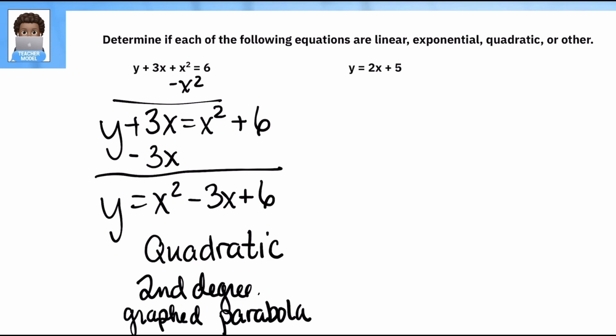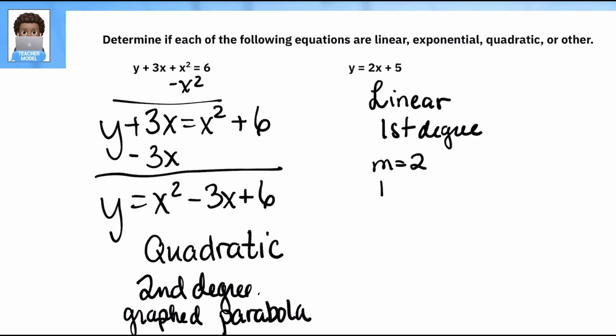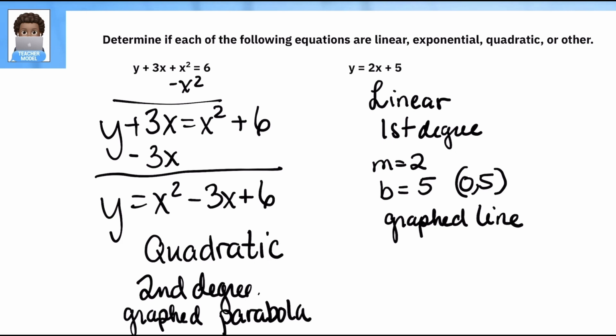Let's look at the second one, and it's already written in a standard slope form, so we can tell that this is linear. It's to the first degree. We can see the slope is going to be 2. The slope is 2. We could already see the y-intercept is going to be 0.5, and that this is going to create, when graphed, a line. And we know a lot about the line already just from this information.